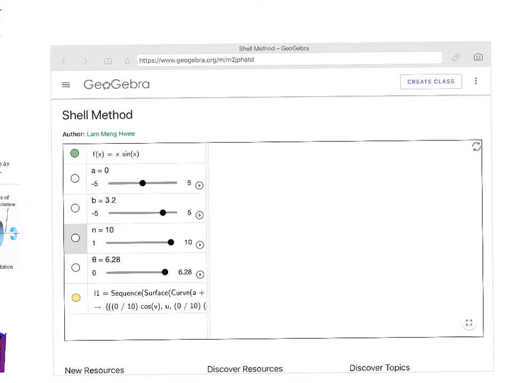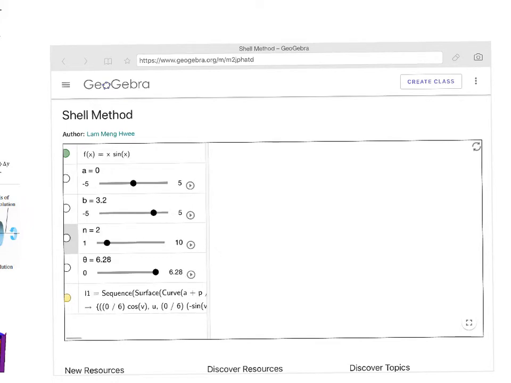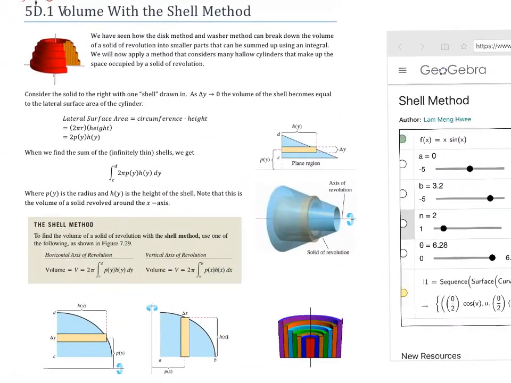These are infinitely thin rings, so it's the same kind of concept as the discs. If I can find the area of one of these rings in terms of x, then we can find the volume of this. That's the idea of the shell method.